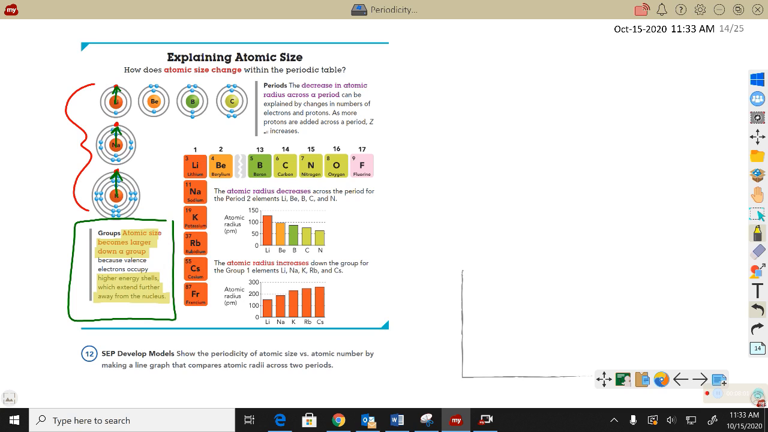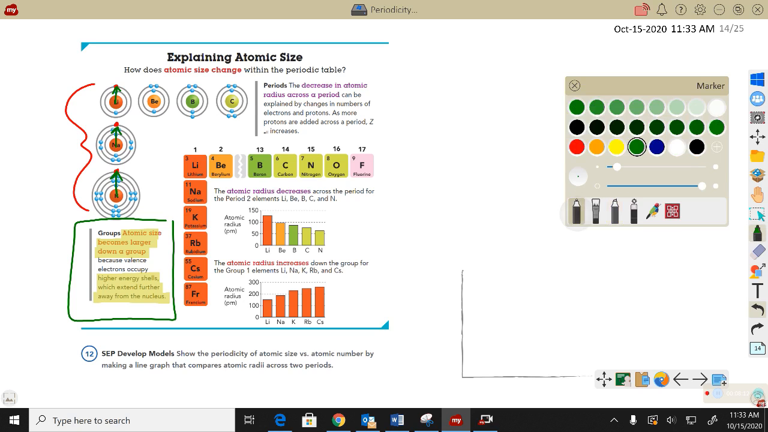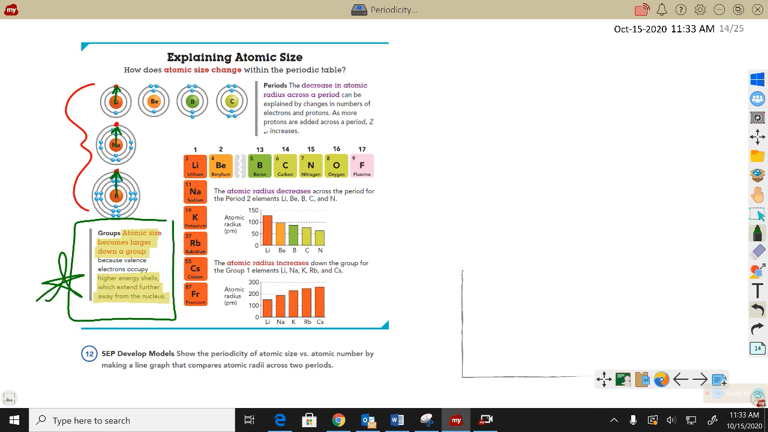So atoms will always increase in radius going down a group. The main reason, the most important reason, is energy levels. Now you might be thinking, aren't there so many more protons and more electrons in potassium, and would that make the attraction stronger?